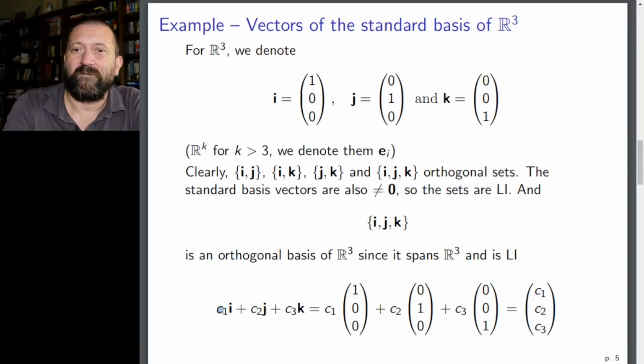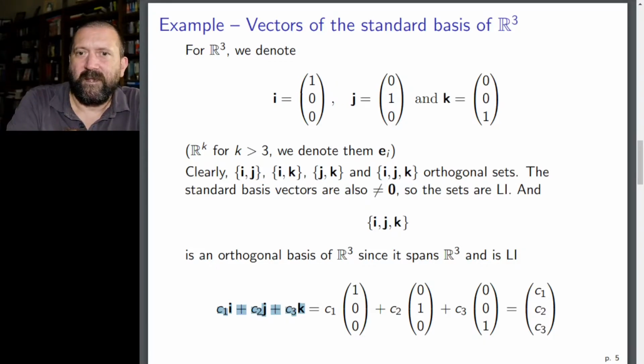If I'm going to take the span of these three vectors, what I'm going to do is take all the linear combinations of i, j, and k. So that means I'm going to take three numbers, C1, C2, and C3, and sum C1 times i plus C2 times j plus C3 times k. And when I do this, I can expand the way that's written here. So this is C1 times i plus C2 times j plus C3 times k. When I'm taking this product, this is the product of a scalar times a vector.